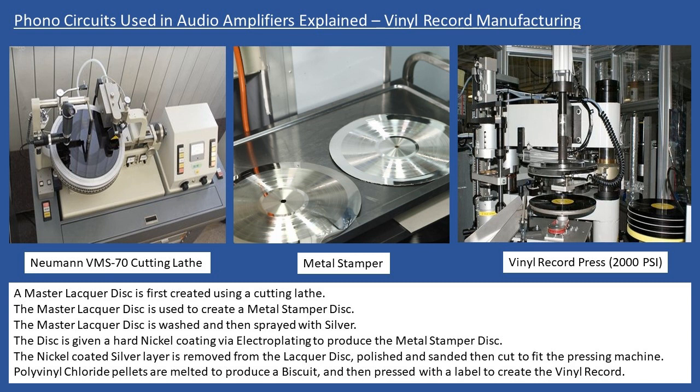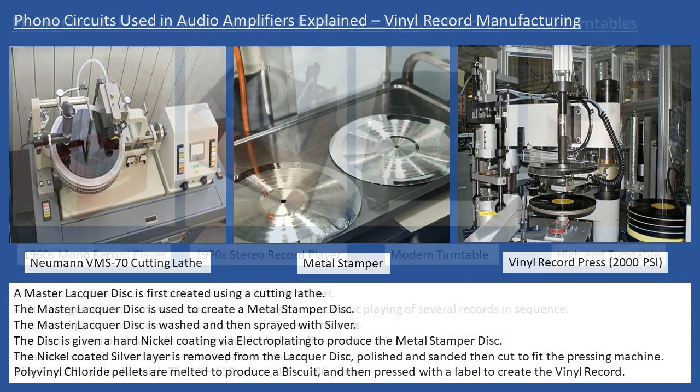So just to recap, we first produce the lacquer disc using, in this case, the Neumann VMS 70 cutting lathe. From there we spray the lacquer disc with silver, and then we coat the silver-sprayed lacquer disc with an electrocoating process to produce a hard nickel coating. It's then peeled away from the master disc, polished and sanded, and then cut, since there'll be excess around the rim, so it fits the vinyl press. Then we heat up polyvinyl chloride pellets, which are dropped down onto the press itself, and we produce a biscuit, and from there, with the label, we produce the vinyl record. So you can see that there.